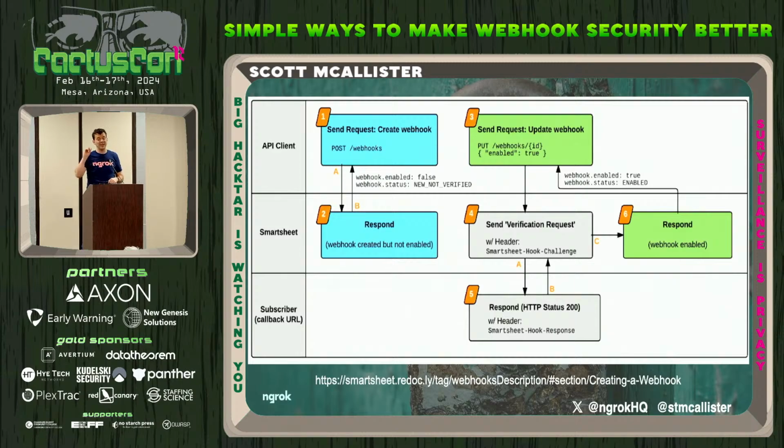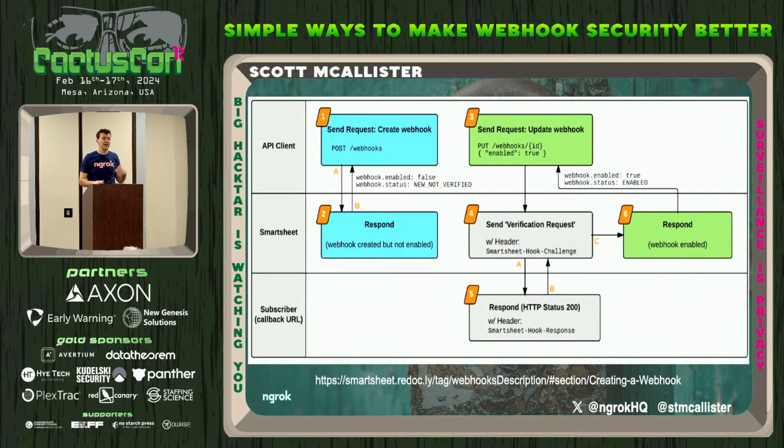And so with Smartsheet, you hit a POST on the webhooks endpoint, and it gives you a response saying, great, I know you want to create a webhook. Here's the ID, but sorry, it's not verified, and it's not enabled. And so then you have to make a second API call. You send a PUT request back to the provider, to the endpoint with the ID that you just received, saying, okay, now I want to verify this thing.